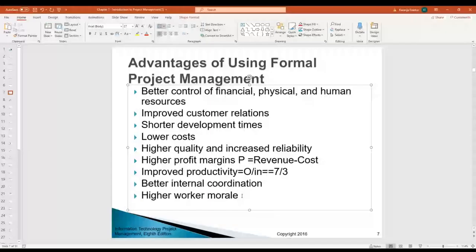environment. So these are some of the advantages that you find for companies that are using project management. Any questions?